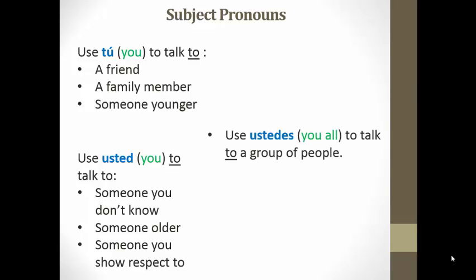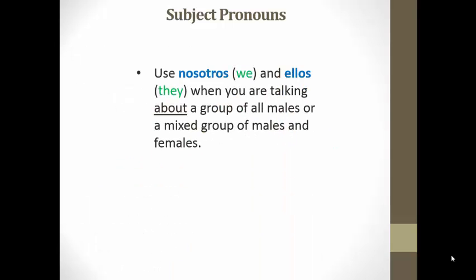Use ustedes to say you all, to talk to a group of people. So that's a plural you. Remember, it's like saying you guys if you're talking to a group of people. If you're talking about someone, you can say he or she, él or ella. We also have nosotros, which means we, and ellos, which means they.